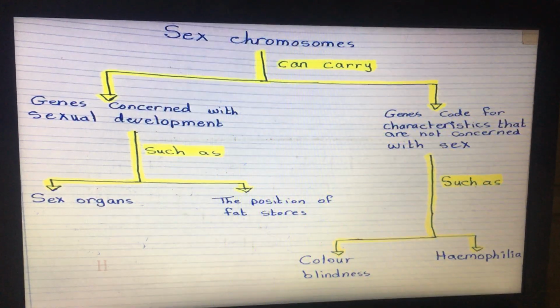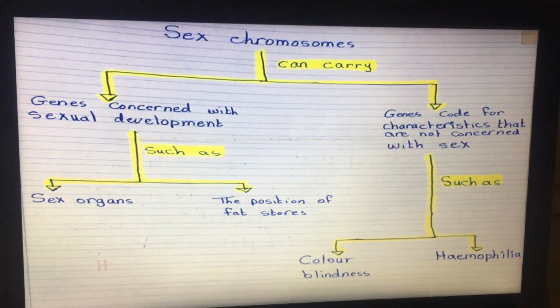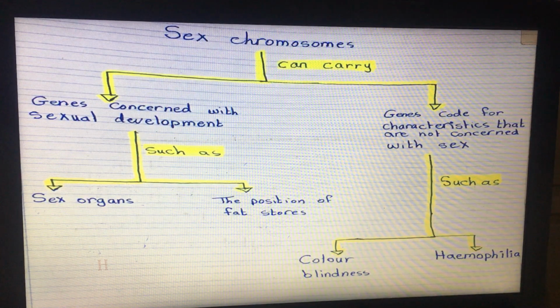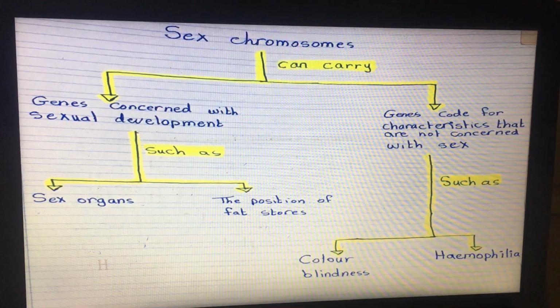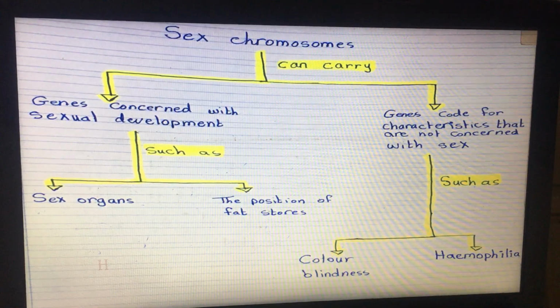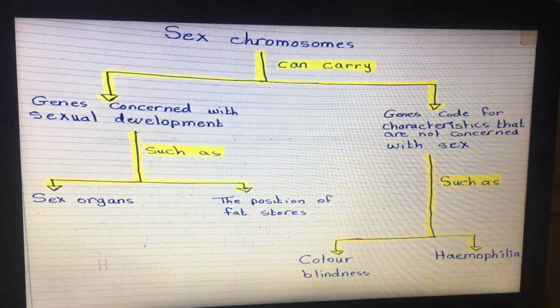Actually, we have two examples here. For example, sex organs. We said before that male and female have different sex organs. So, sex chromosomes can carry those genes which let the sex organs develop. Okay? And also, sex chromosomes can carry genes which determine the position of fat stores. In our body we have fat stores, and sex chromosomes carry the genes which determine their position. So, those two examples are genes concerned with sexual development.